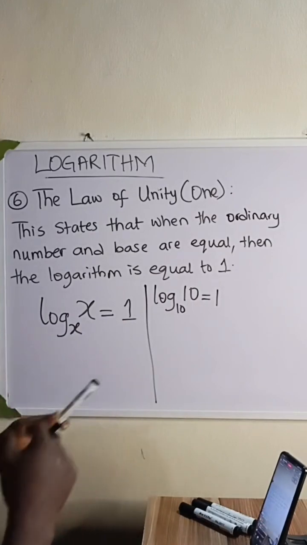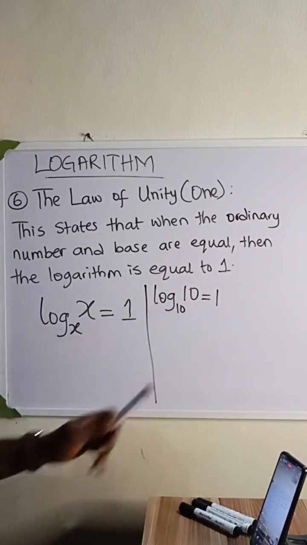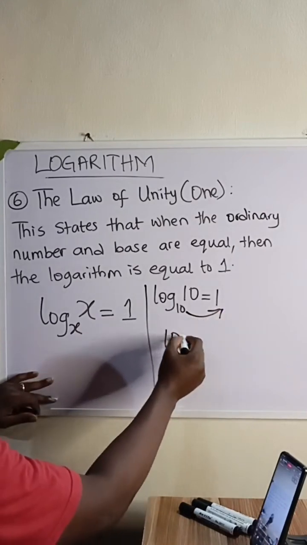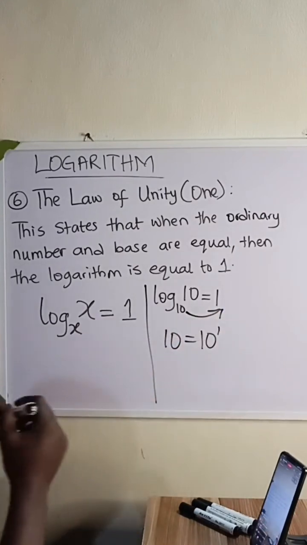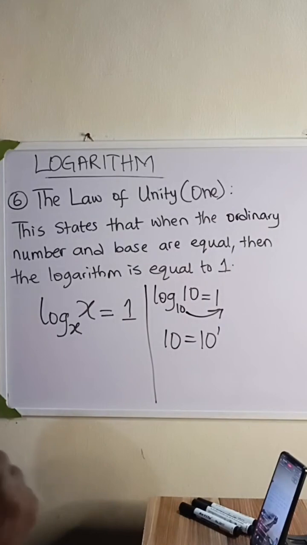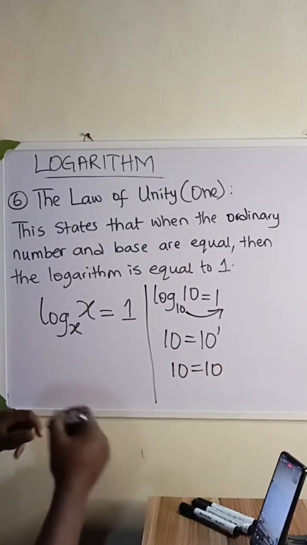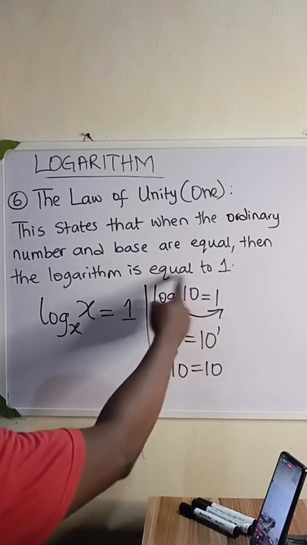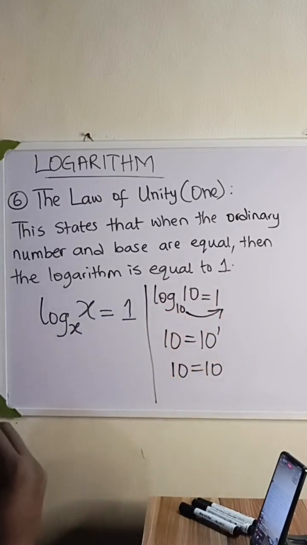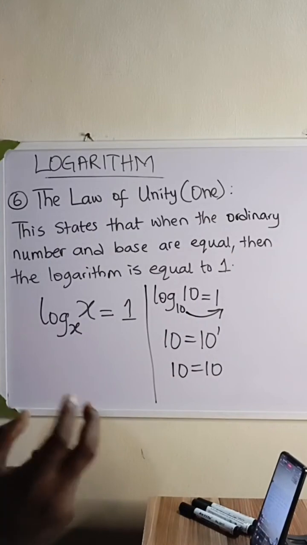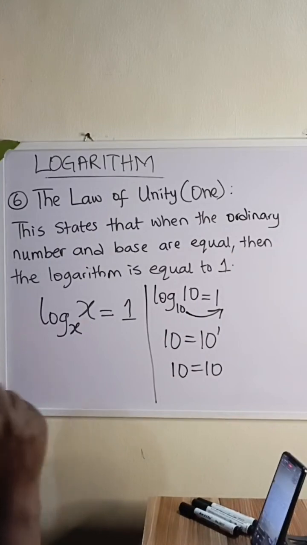How do we know? If you convert this logarithm to indices by moving this 10 over this way, we're going to have 10 is equal to 10 to the power of 1. And we know that anything to the power of 1 is that thing. So we can simply say 10 is equal to 10. So that shows that this law is correct. When the ordinary number and the base are equal, then the logarithm is equal to 1. I have one more law to look at.